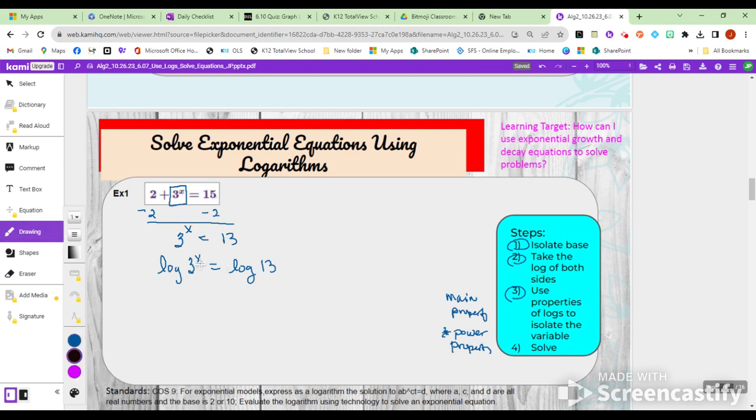Let me change colors here. My variable that I'm solving for is in the power spot. It's in the exponent spot. So that power property says I can take that power, I can bring it out in front of my log, and I can multiply it times my log. So my next step is going to look like this. X times log of 3 is equal to log of 13. And the reason that's helpful is it's really, really difficult to solve for a variable that's in the exponent spot. So if you can get that exponent out here, then we know it's being multiplied times log of 3, so we can divide both sides by log of 3.